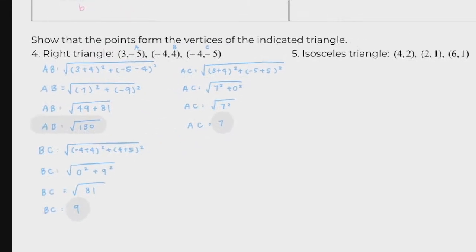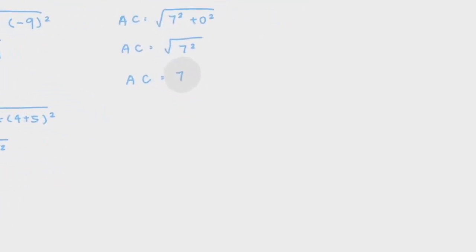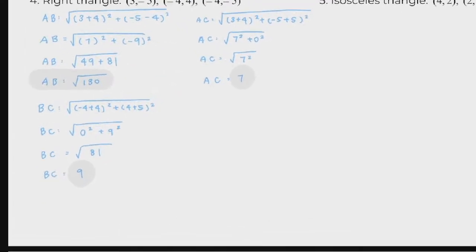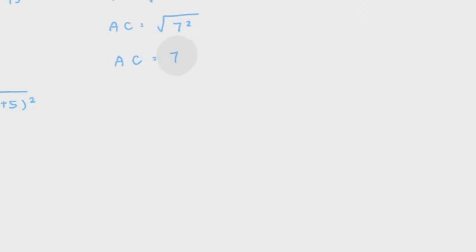So we have these three lengths, square root of 130, 9, and 7, and we want to show that it's a right triangle. So in order to do that, we're going to plug this into the Pythagorean theorem. And the longest side is the square root of 130, so that's going to be our C value. So 9 squared plus 7 squared equals square root of 130 squared. That's 81 plus 49 equals 130, which is true, so we just proved that this makes a right triangle.